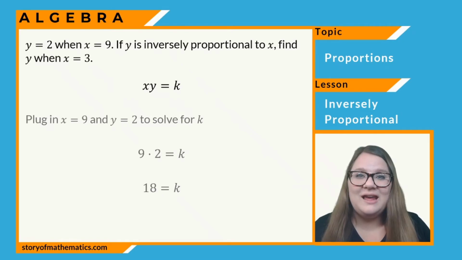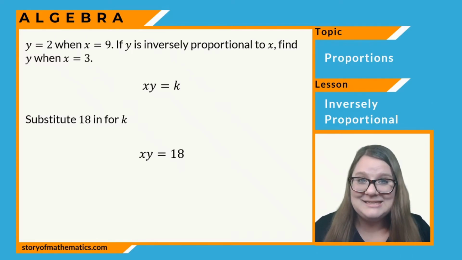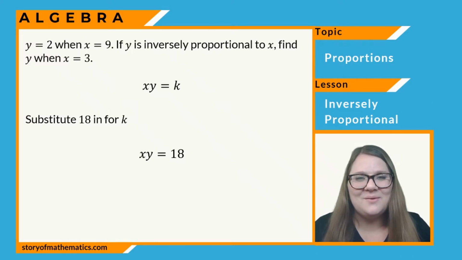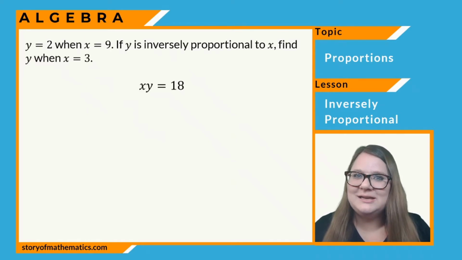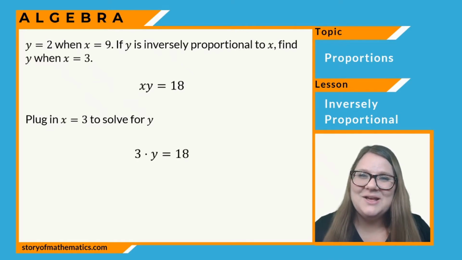Well, now that we know our k value, we can substitute that into our formula, and that gives us x times y equals 18. So now that we have our new version of the equation, we can find y when x equals 3 by plugging in 3 for x. 3 times y equals 18. Divide by that 3 on both sides, and we find that y equals 6.